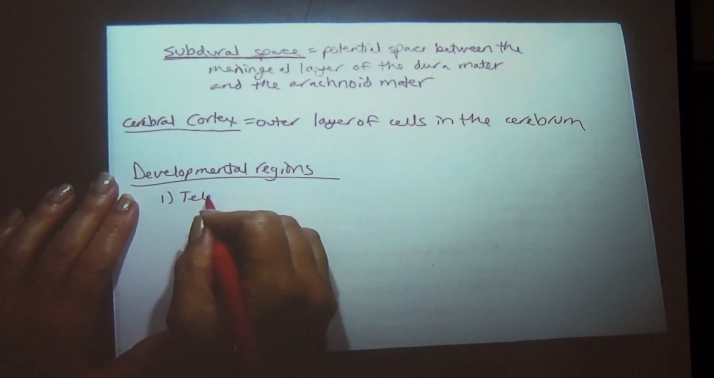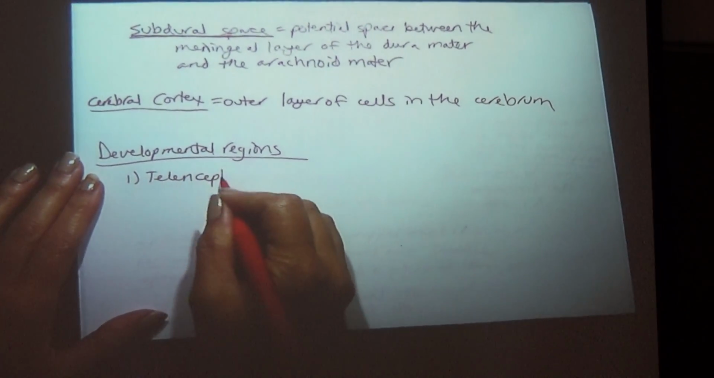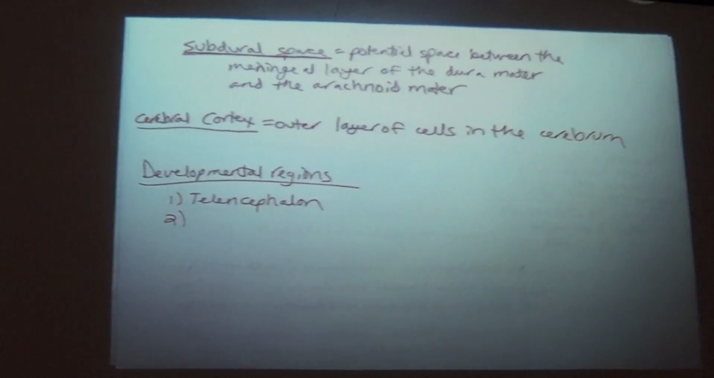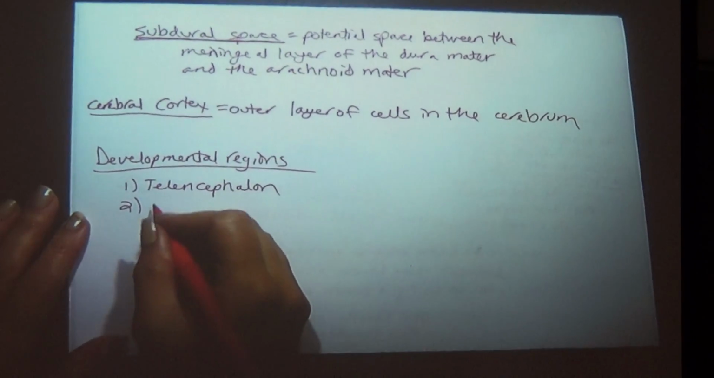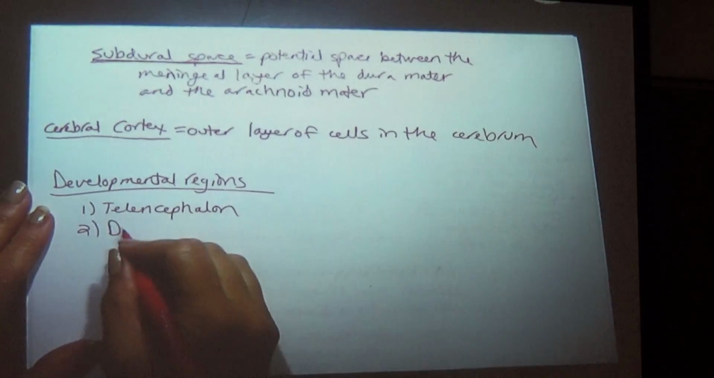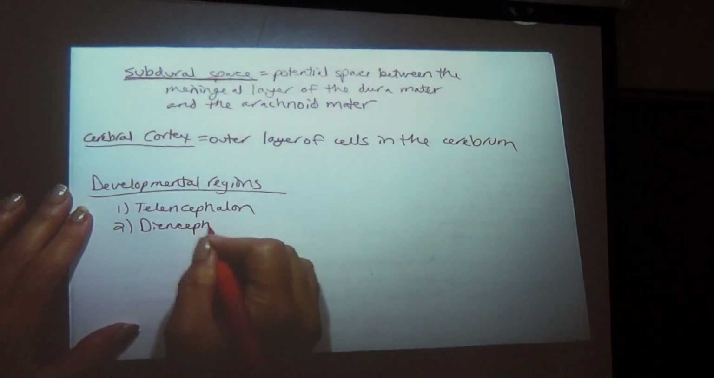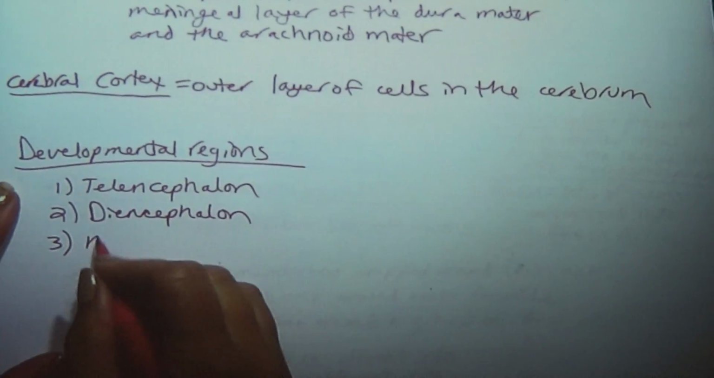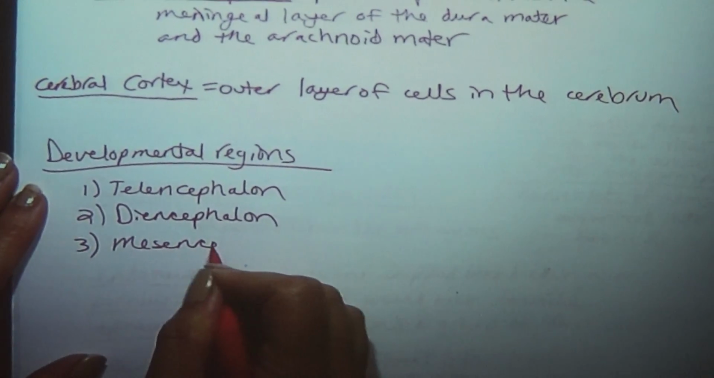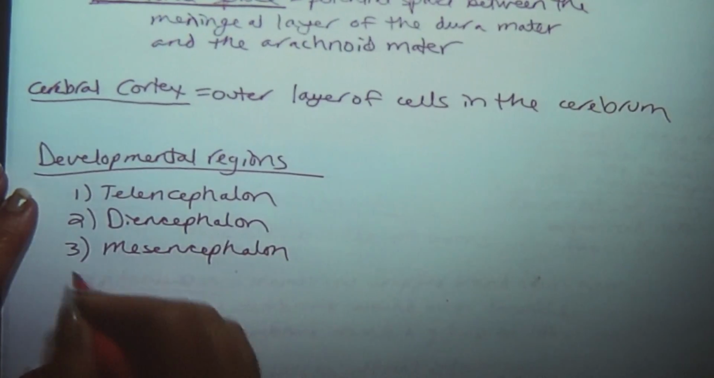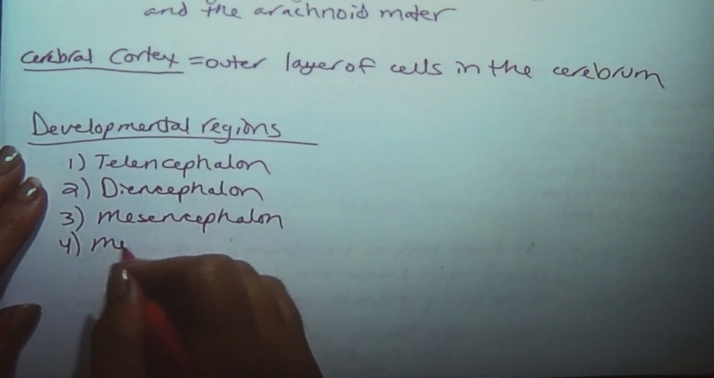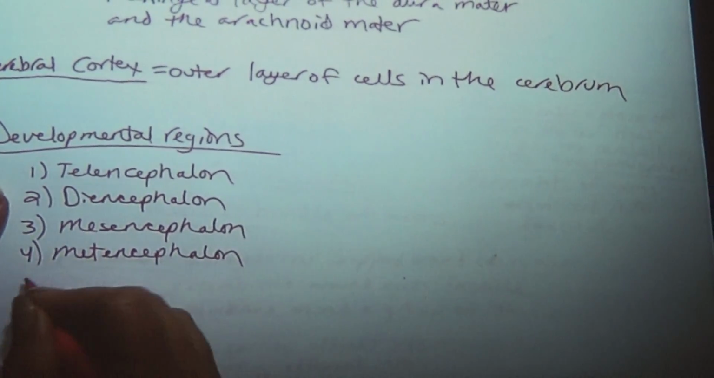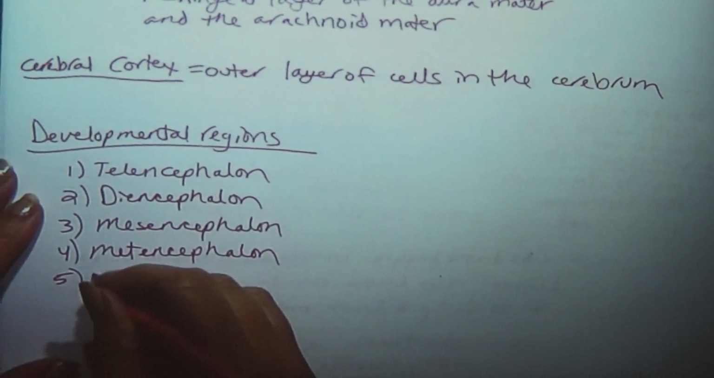So we've got the telencephalon. That's the outside part that looks like a brain. Then we go deep inside the brain and you've got the diencephalon. Go a little bit farther down, it's the mesencephalon. A little more farther down, metencephalon. And all the way at the bottom of the brain is the myelencephalon.